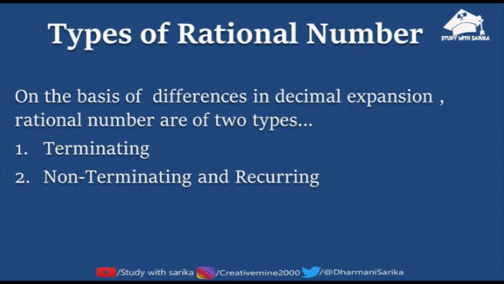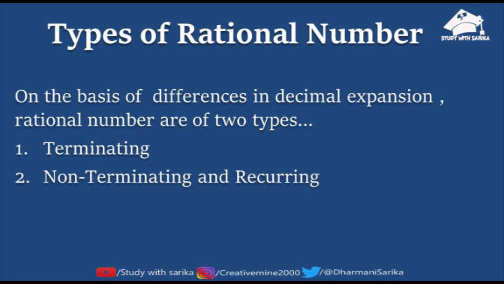In my previous video, I taught you what rational numbers are. Now we understood what a rational number is, and we also got to know how to represent them. We generally express them in their fractional form. But we also know that we can convert them into their decimal form, that is, decimal expansion. After converting a rational number into its decimal expansion, we found that they show some differences. On the basis of those differences in the decimal expansion, rational numbers are of two types. First is terminating, second is non-terminating and recurring rational numbers. We'll discuss each type one by one.